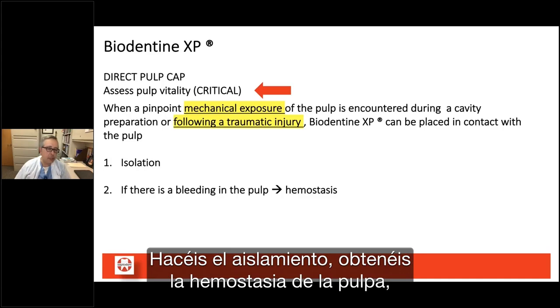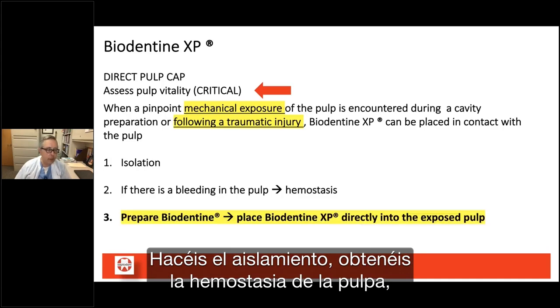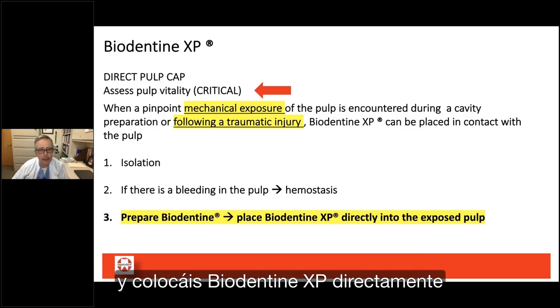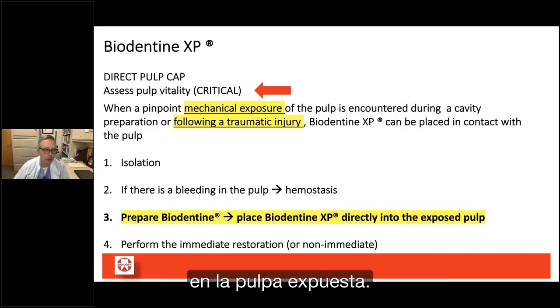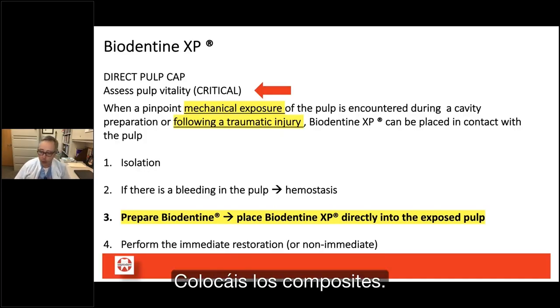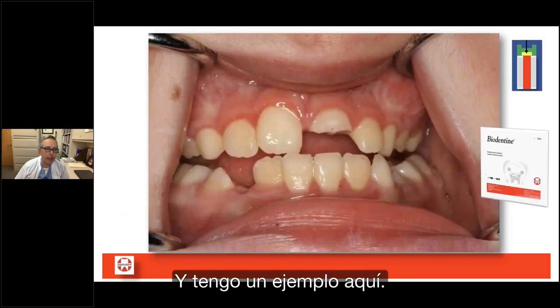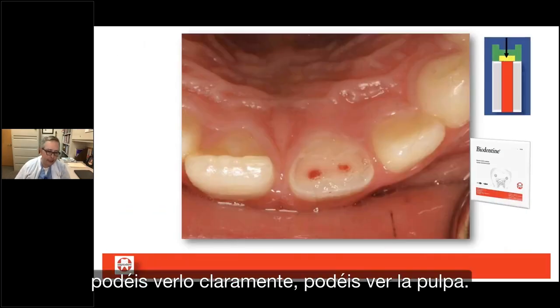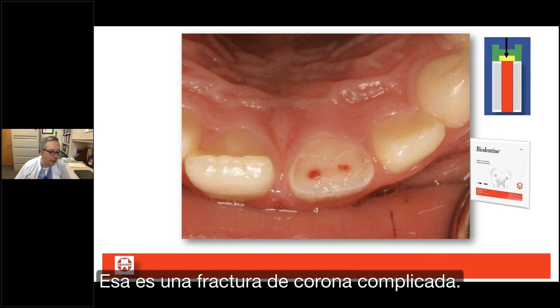You do the isolation, you get your hemostasis of the pulp, then you prepare the Biodentine, and then you place Biodentine XP directly into the exposed pulp. And then I suggest to perform an immediate restoration. So you place your composite. And I have one example here. This patient came in, hit that front tooth, you can see it. That's clearly, you can see the pulp. So that's a complicated crown fracture.